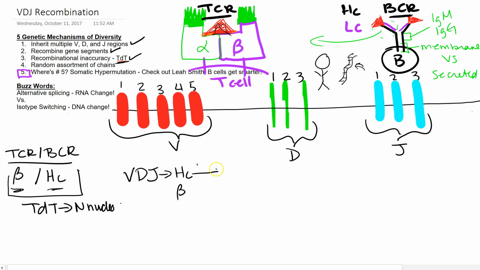If it's a B cell and it's a heavy chain, you're now going to enter that large pre-B stage, right? So that means this chain is going to be expressed within a vesicle in the cytoplasm of the cell, and it's going to be expressed with the V pre-B, right?